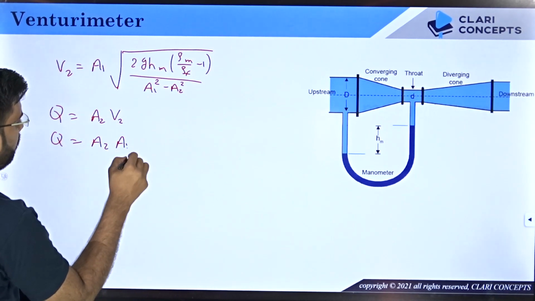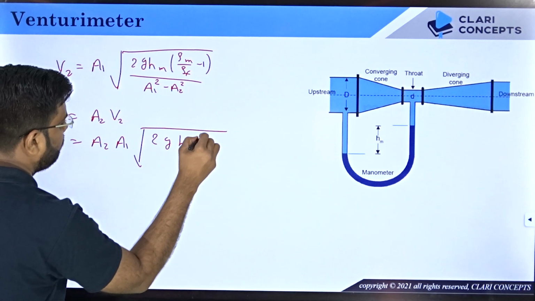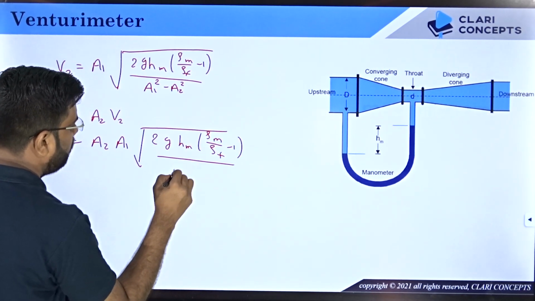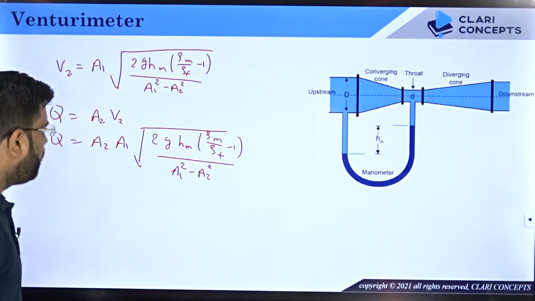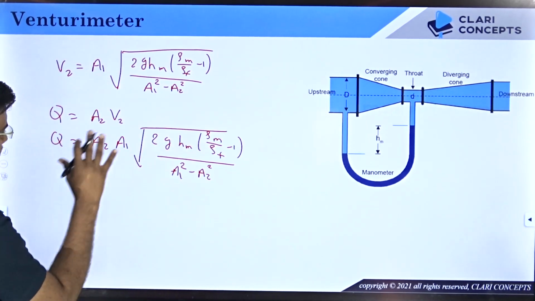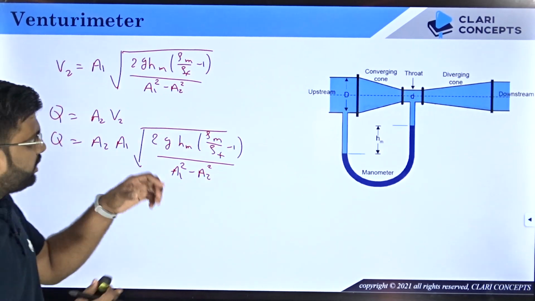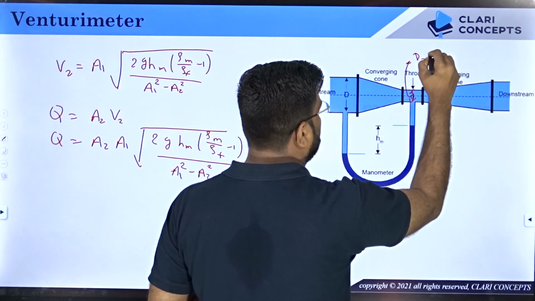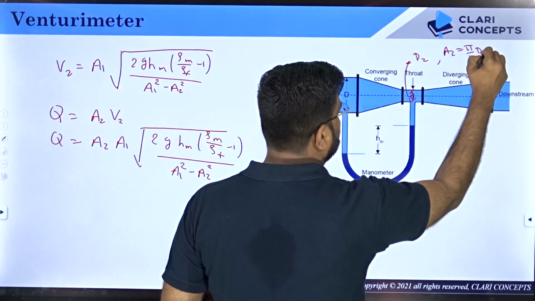So we will write A1 in bracket 2GHM rho m by rho f minus 1 over A1 square minus A2 square, isn't it? Now see what is this? If I can rearrange these terms, now whatever equation you have got, where A2 is the cross-sectional area at throat, this is D2, right? So this A2 will be pi by 4 D2 square.